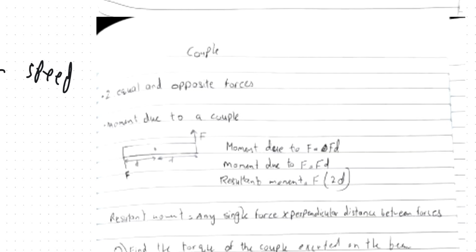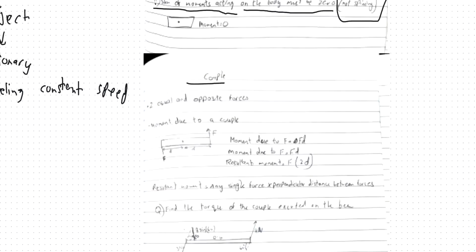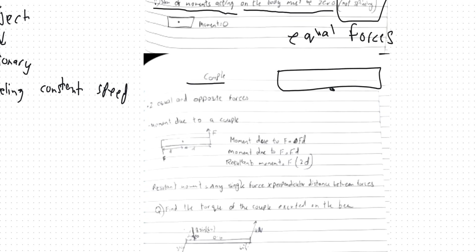So there is a concept called couple in moments. This says that when do you have a couple? When you have equal forces acting on an object, you'll have a couple. So for example, if I had a force this way, let's say this force was 5 newtons, and I had a force acting downwards, this was 5 newton as well, then this would be a couple.